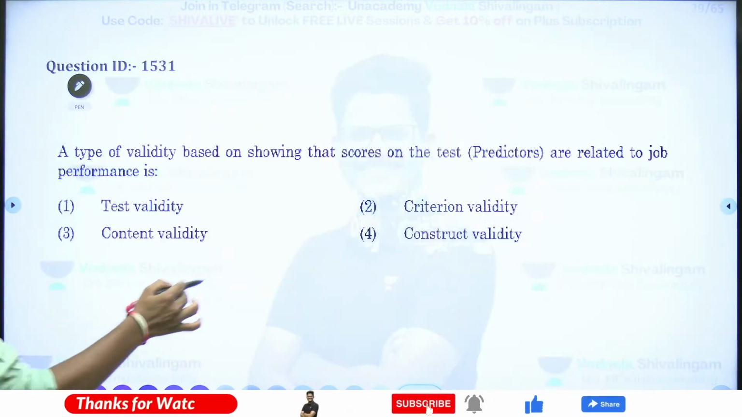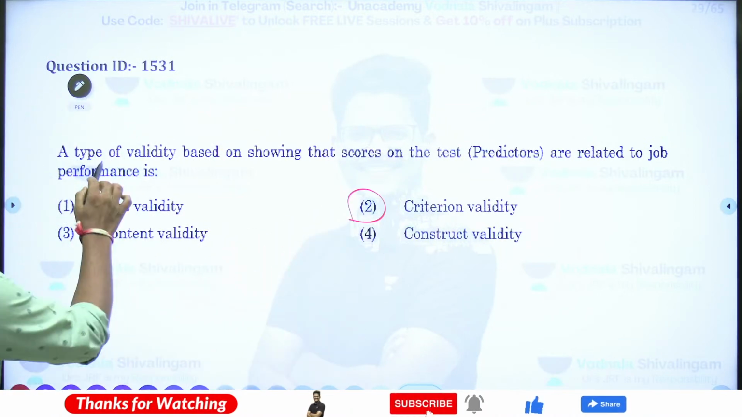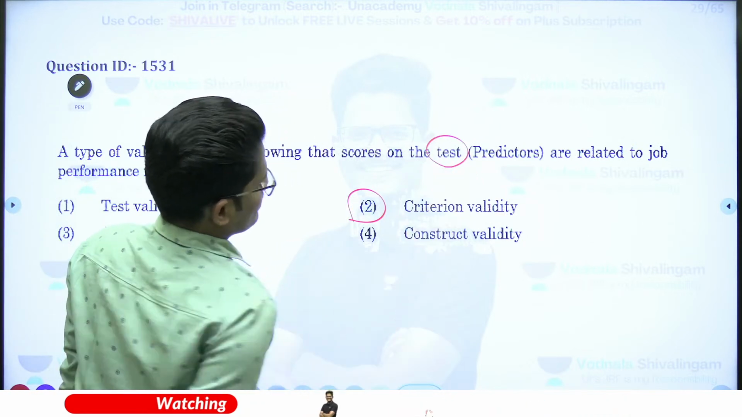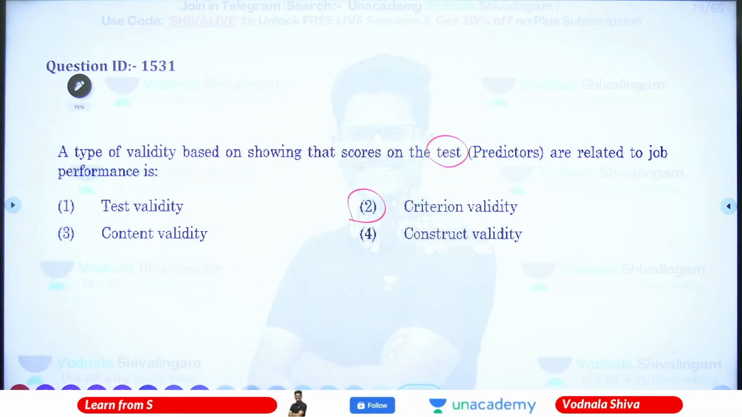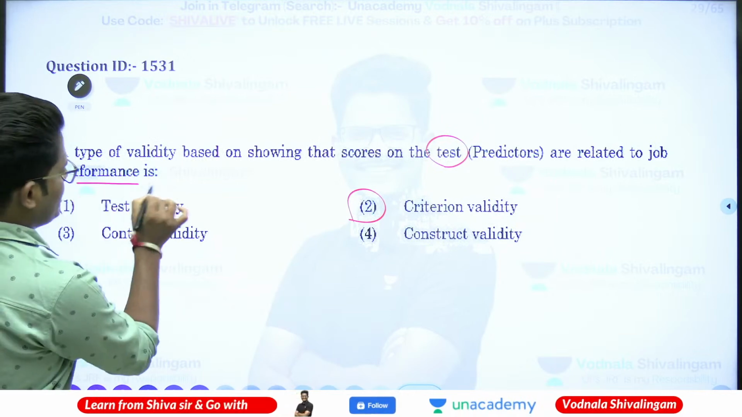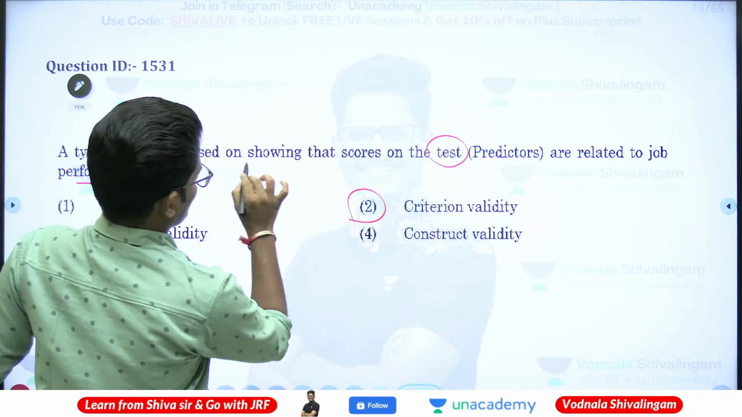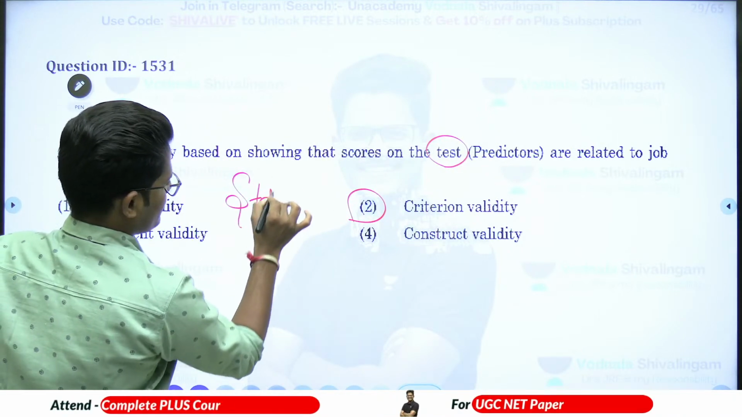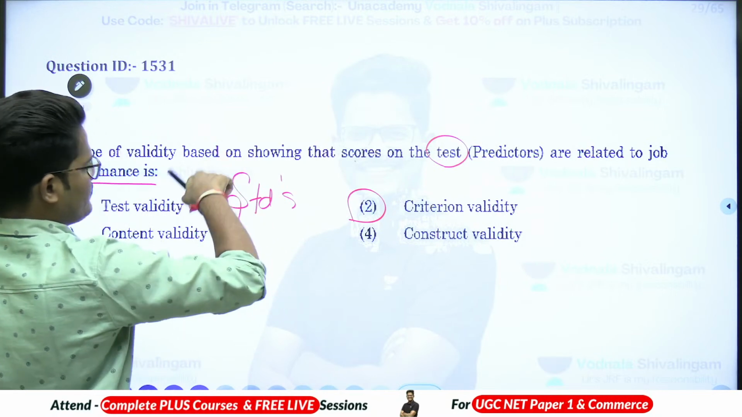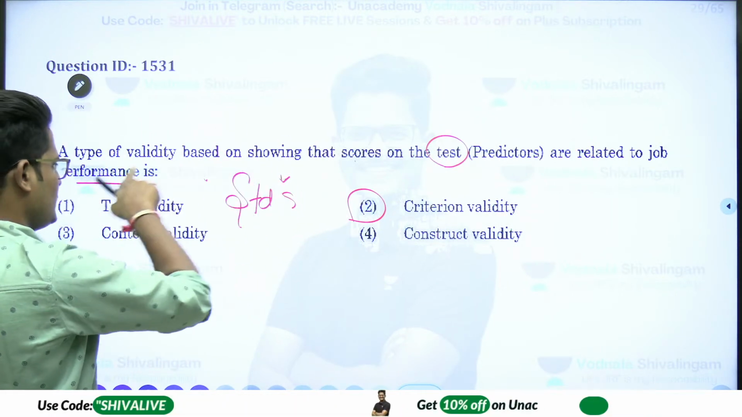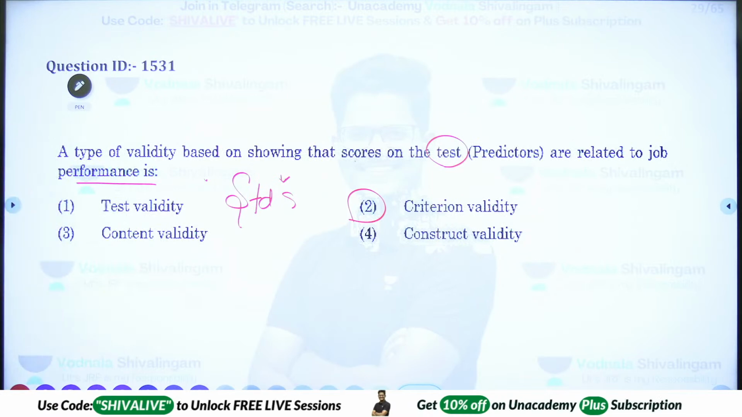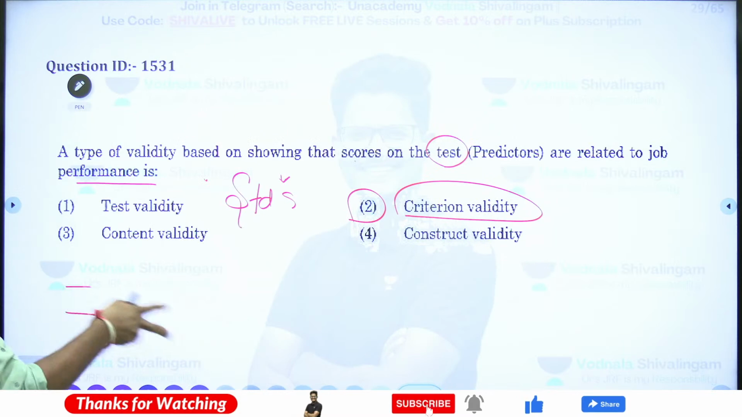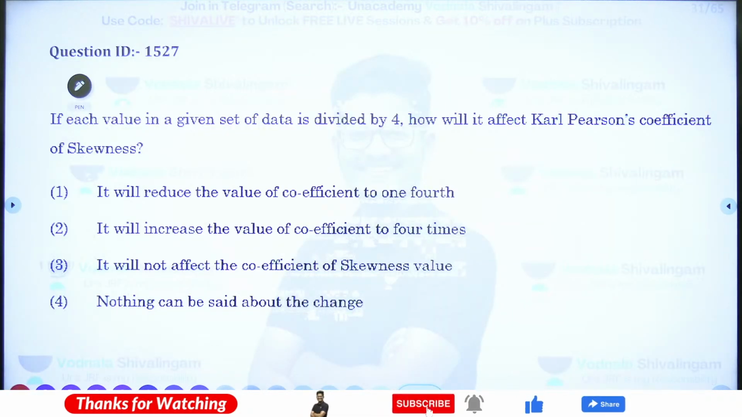Answer for this question will be B, criterion, because it is a type of validity based on showing that test scores on the test predictors are related to job performance. Job performance predictor variable is nothing but showing the scores on the test. Here there will be standards, and the scores of the candidate will be compared with these standards. Then they will assess the performance of a candidate. That is criterion validity. All right. Next.